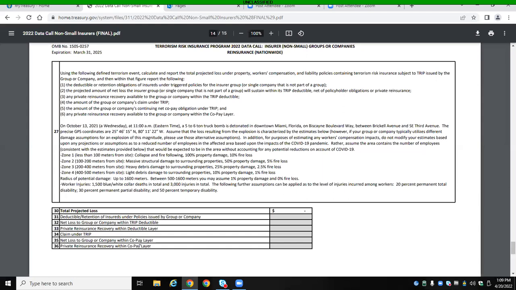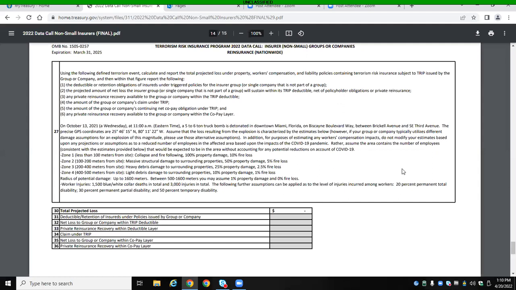This year's scenario is focused on a location in downtown Miami, Florida. It involves a single truck blast at a street intersection, and we provide GPS coordinates in the scenario description. It should be considered a single event or occurrence for TRIP purposes, meaning that you should only assume the payment of an individual TRIP deductible, and otherwise you apply your policies if they are responding on a single event or occurrence basis.